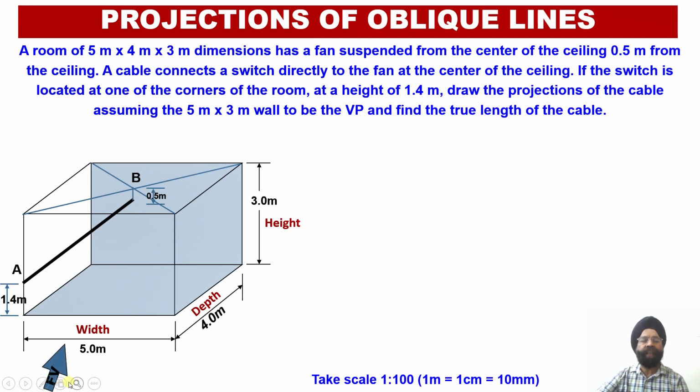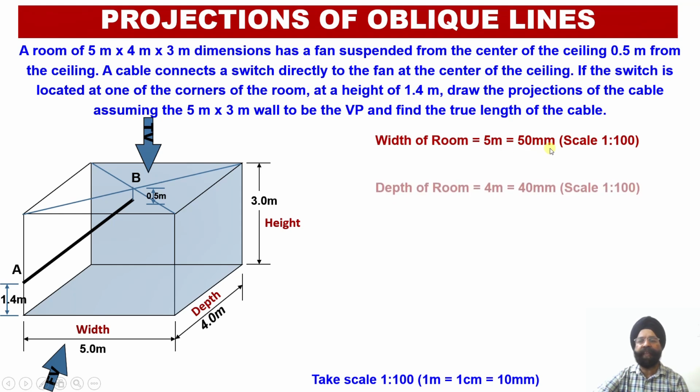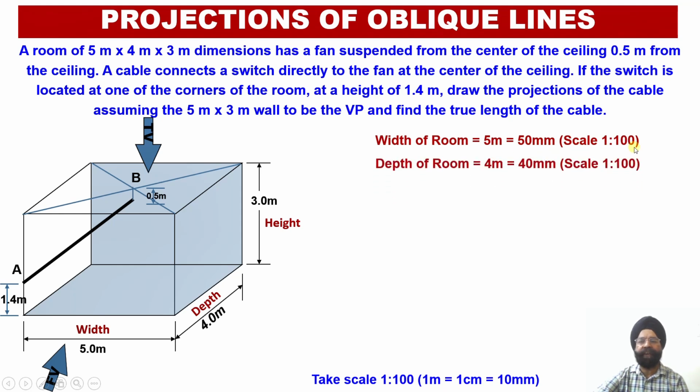Here we have the width of this room, which is equal to 5 meter. In the orthographic projections, this width of 5 meter will be represented as 50 millimeter using a scale of 1:100. Similarly, the depth of the room, which happens to be 4 meter, will be represented as 40 millimeter in the orthographic projection. And finally, the height of the room, which happens to be 3 meter, will be represented as 30 millimeter in the orthographic projection.